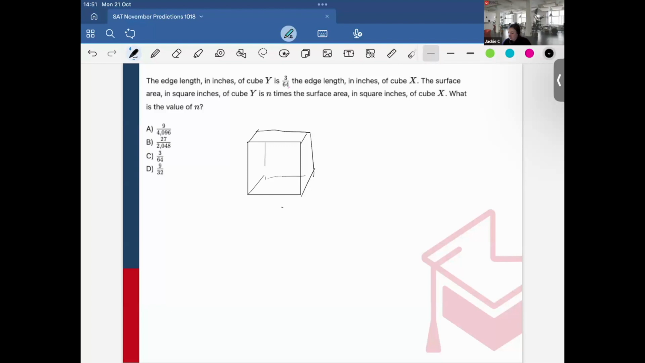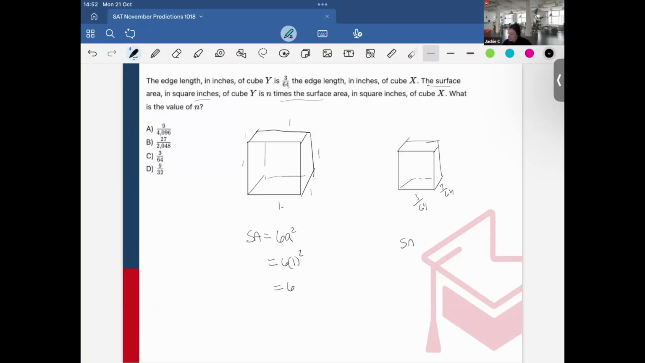Okay, so cube x, each of its edges, we're just going to make it 1. And then we have cube y, each of its edges are 3/64. Just a rough sketch. Okay, and then the surface area of cube y is n times the surface area of cube x. So if I want to find the surface area, it's important that you know this formula: surface area is 6 times the side squared. So I would find the area of a square and multiply it by 6 because there are 6 faces of a cube. So 6 times 1 squared is just 6.